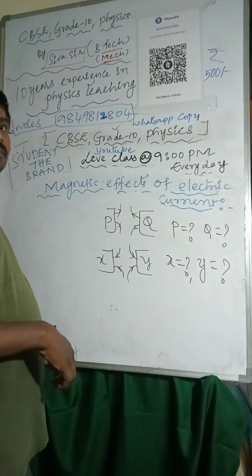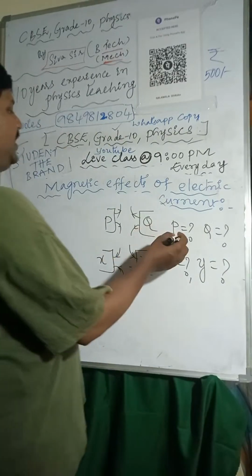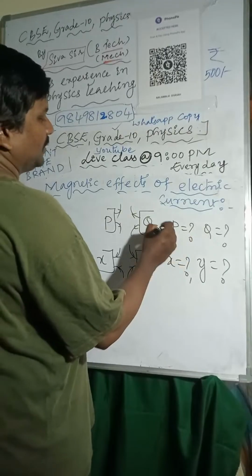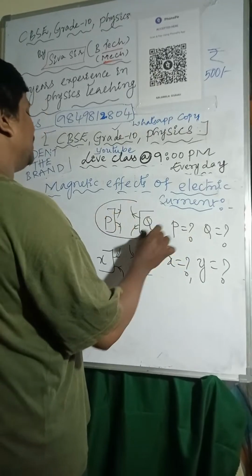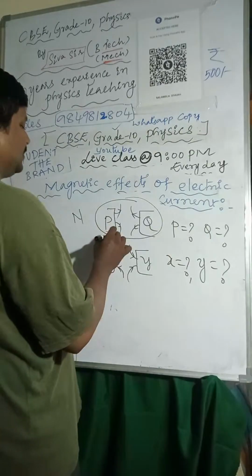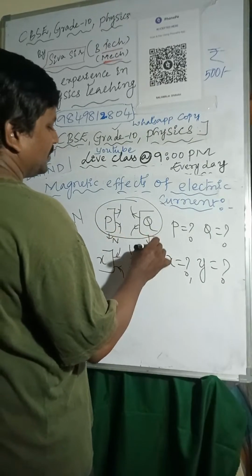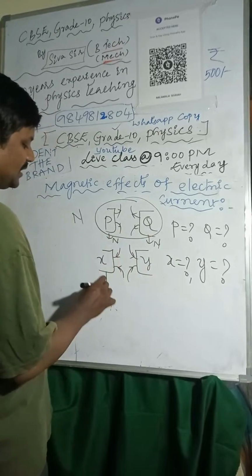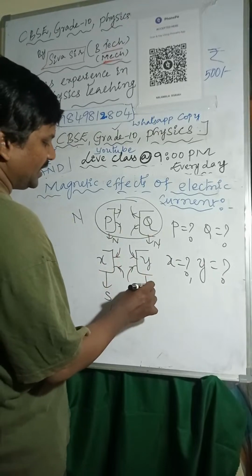What is P? P is north. Both are north only. This complete set is north. And here P is north, Q is north. And coming to X, it is south, and Y is also south.